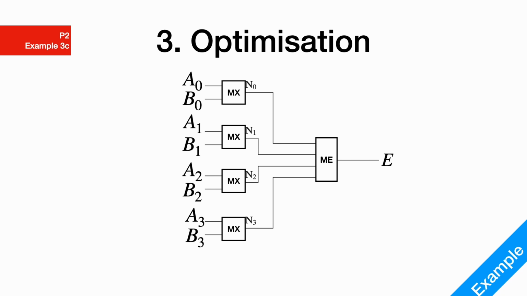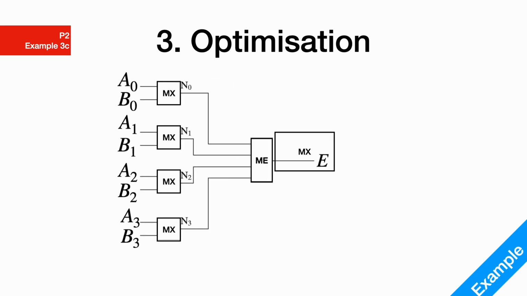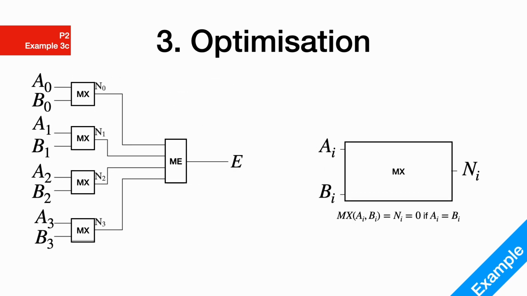So, let's divide this labor into further blocks. Let's take a look at MX first. MX is going to have its own truth table. The ideal thing to do over here is to follow the 5-step systematic design procedure for the MX unit and ME unit separately. Now, for reasons of time, we're going to shorten this by directly giving you the answer: to compare A sub I and B sub I, and determine if they're equal or not, we're going to define the output N sub I to be 0 if they are equal, and 1 if they're not equal.